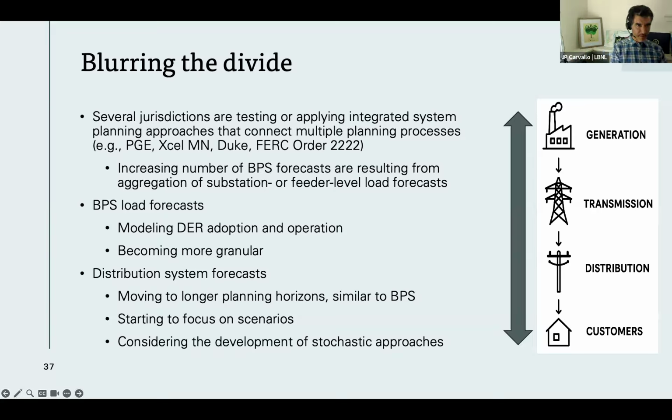And then distribution system forecasts are, on the other hand, moving to longer planning horizons that are starting to look like bulk power systems. They're starting to focus more on scenario-based planning, which they didn't used to do maybe a decade ago or less. And they're slowly considering the development of some stochastic approaches to represent load growth uncertainty in specific feeders. Next slide.